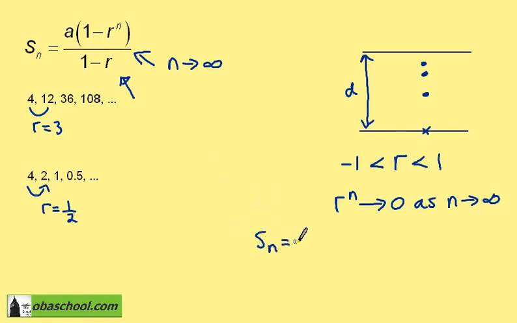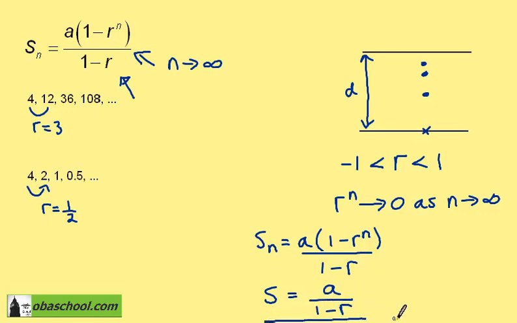If we now consider the Sn formula again, a times 1 minus r to the n over 1 minus r, for a large value of n, r to the n will approximate to 0, so the bracket will become 1, and the top of this expression will just become a. So a over 1 minus r is the expression for the sum to infinity of a series for which r is between -1 and 1.